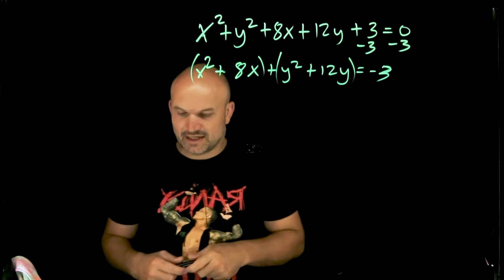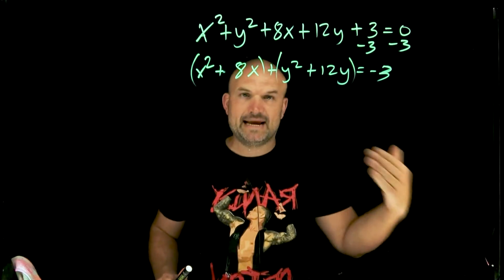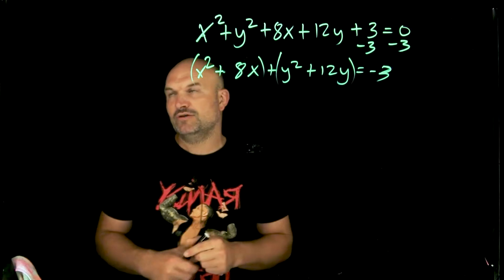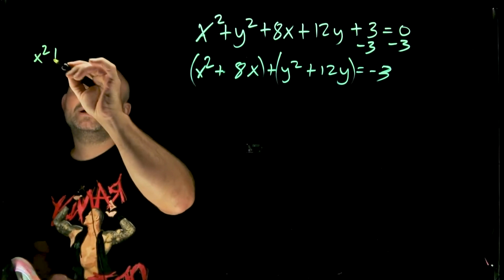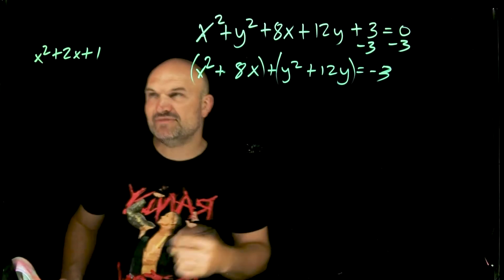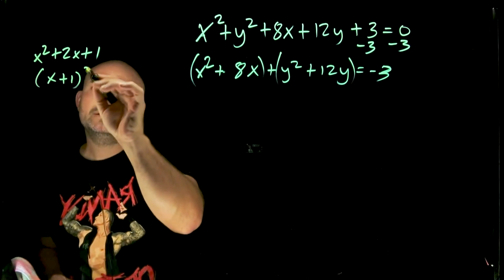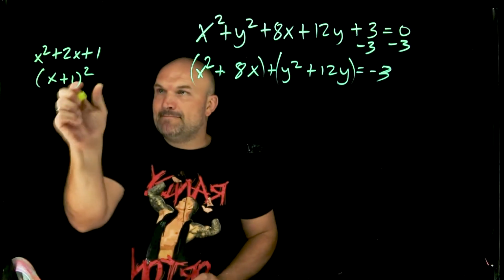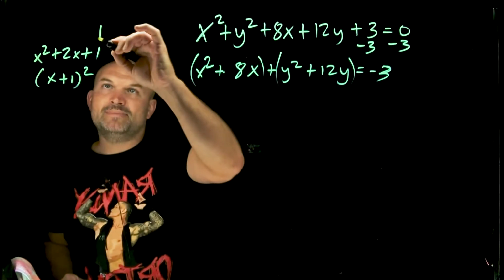Now, the whole idea of completing the square is creating a perfect square trinomial. And if you remember, perfect square trinomials are very, very helpful. If I have x squared plus 2x plus 1, that can be factored down into an x plus 1 quantity squared. That's what we're looking for in the equation of a circle. We need to have a binomial squared. So it's all about that third term.